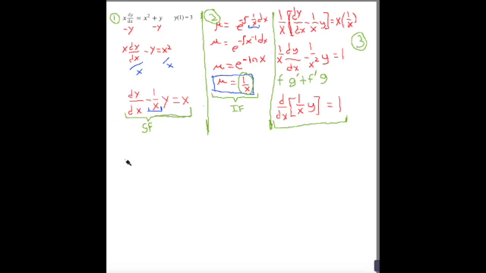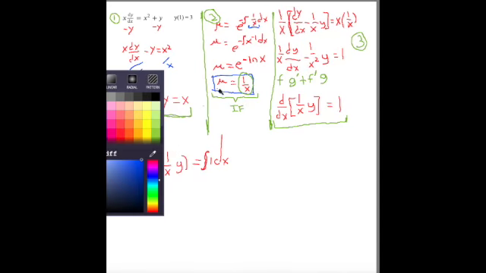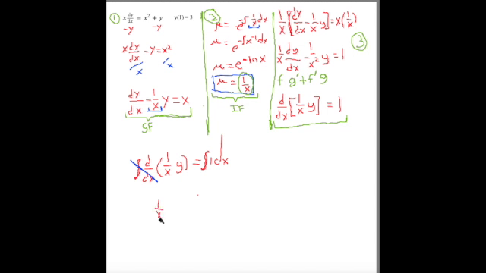So now that we've completed this step, we're going to go ahead and integrate both sides. Integrating the left side, we have the integral of d over dx of 1 over x times y equals the integral of 1 dx. So the d over dx and the integral on the left side are just going to cancel out. And on the right side, when we take the integral of 1, we're just going to be left with x plus c. So we have 1 over x times y equals x plus c.